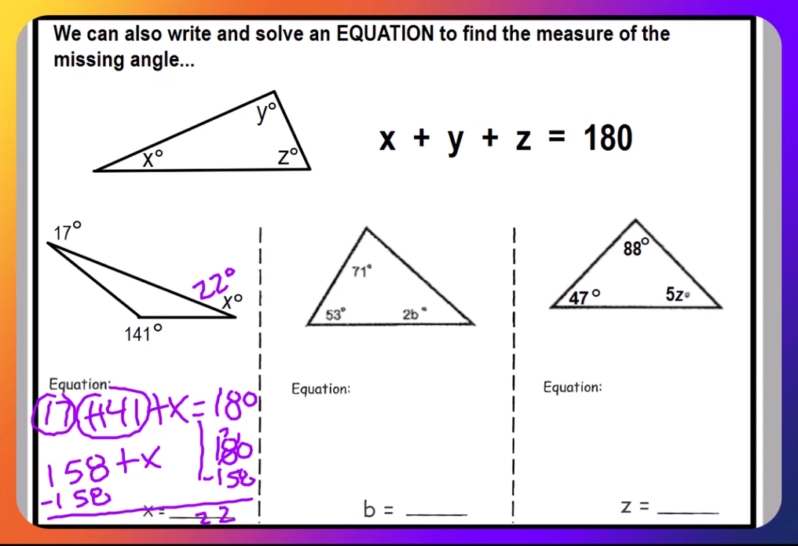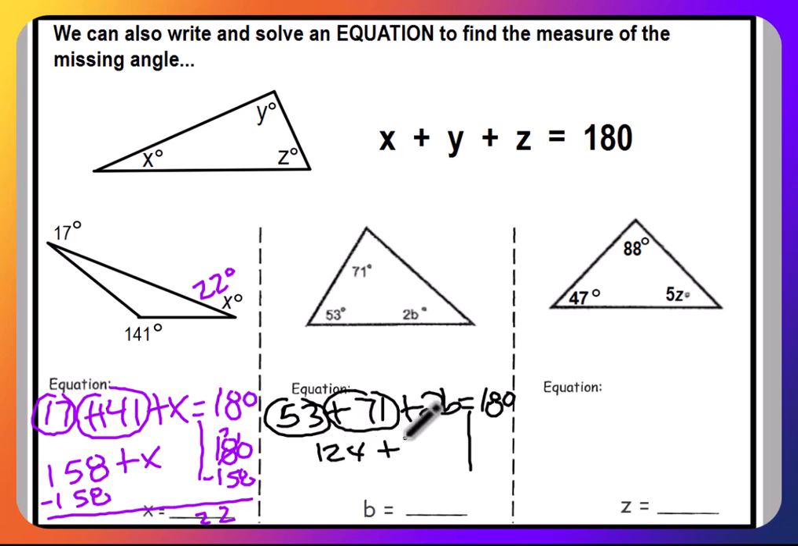Okay, let's try the second example. Let's write our equation. We want to add the three angles together. It doesn't matter the order that you add or you list them in your equation. So I'm just going to do 53 plus 71 plus 2b, and it should equal 180 because all the angles of a triangle add up to 180. So again, combine your like terms. I have two constants, a 53 positive and a positive 71. So I combine them and I get 124 plus 2b equals the 180.